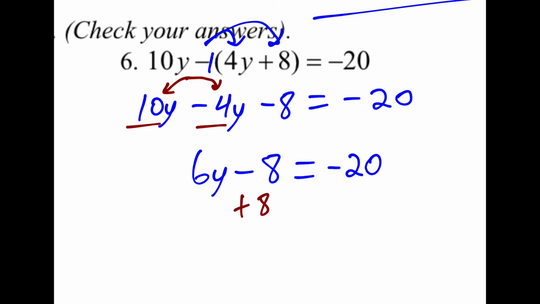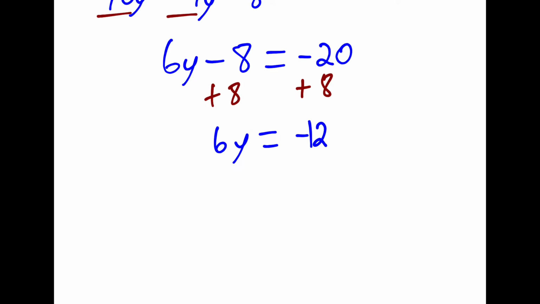Now I can add 8 to both sides. I'm left with 6y is equal to negative 12. And the last step is to divide by whatever's in front of y, which is 6. So y is equal to negative 2.